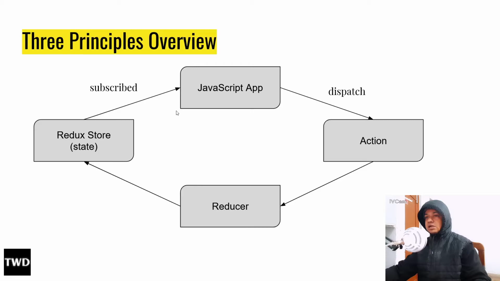And another part of the JavaScript app, or the same JavaScript app in React components, will also subscribe to it, and the state got changed. So this cycle follows: dispatch an action, the action is sent to a reducer, the reducer changes the state in the Redux Store, and it goes back to the JavaScript app.